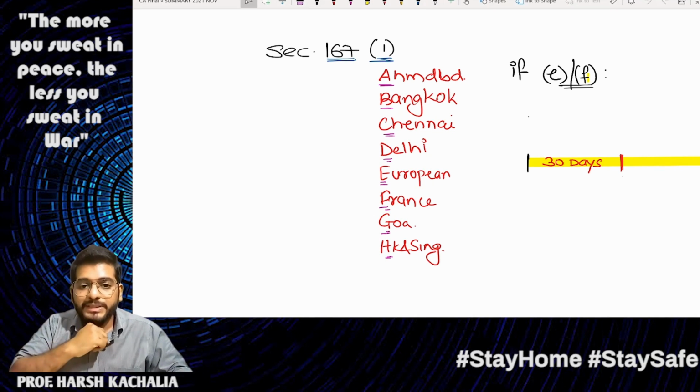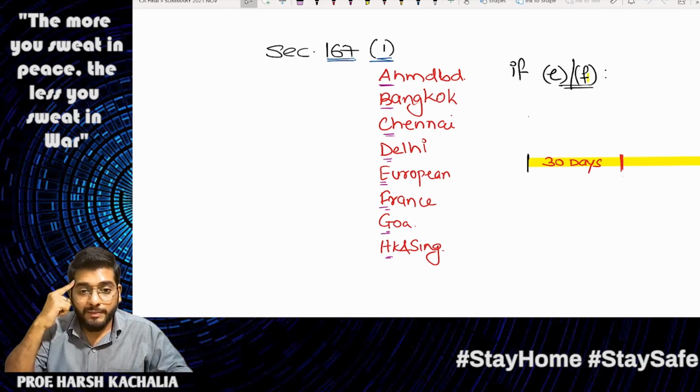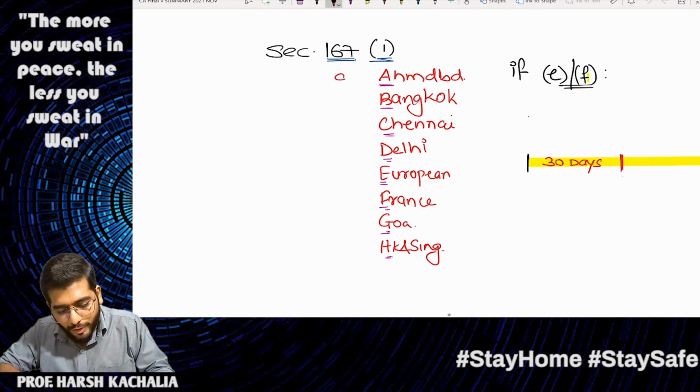So where answers like this will come, here you have to remember them with the help of clauses. When you remember them with clauses, there will be only one question. He did not attend board meetings for more than 12 months. 167 subsection 1, clause B. Sir, where is B? This is the clause, my dear.